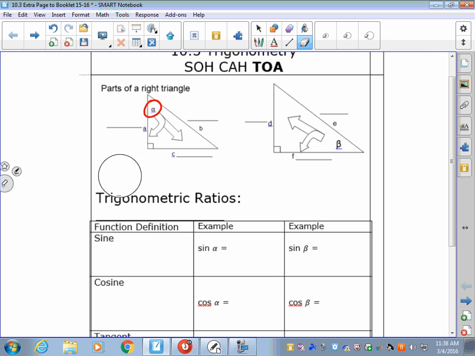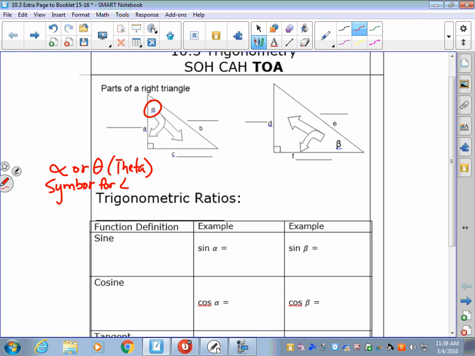I'm going to rewrite this so you have room. It's a symbol for an angle. Also, we could use this symbol over here, which looks like a B. This is the Greek symbol for beta. It's also used for the angle. In order to do trig ratios, you have to know the parts. And this very first part of labeling is important, because if you can't label the parts correctly, you're not going to get to your ratios correctly.